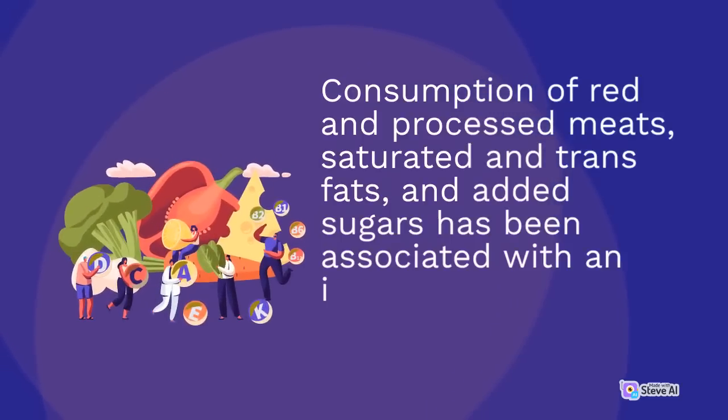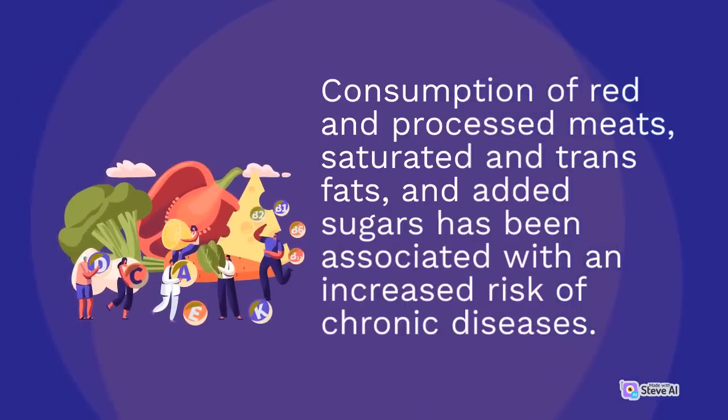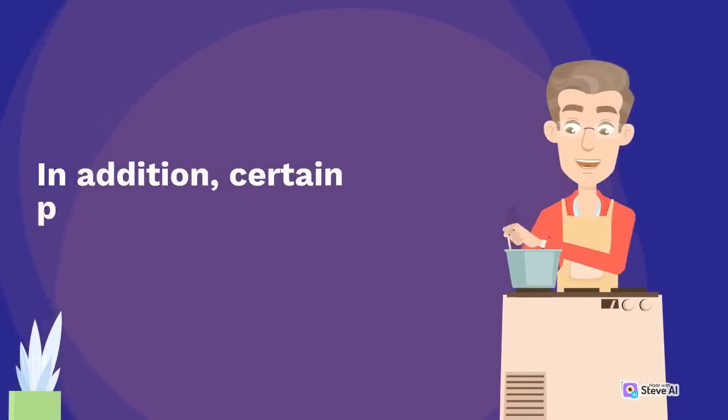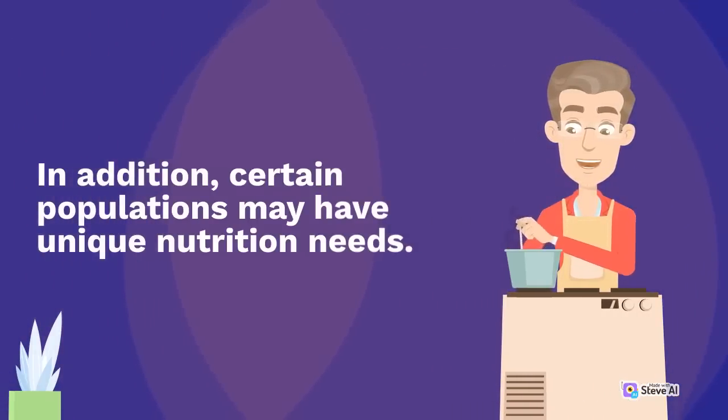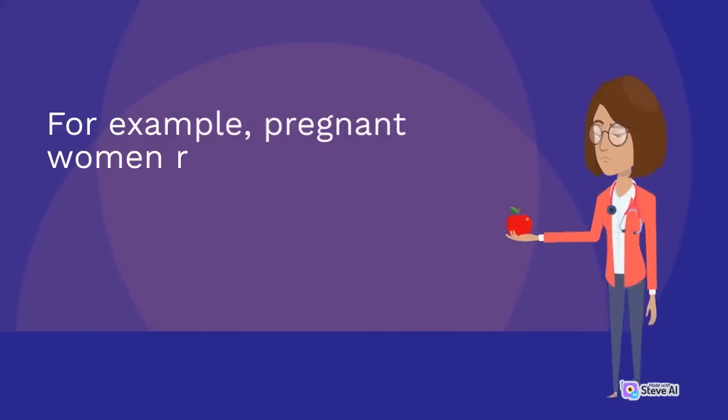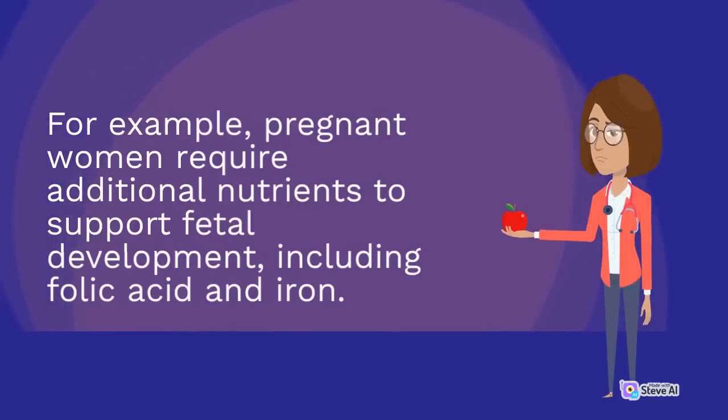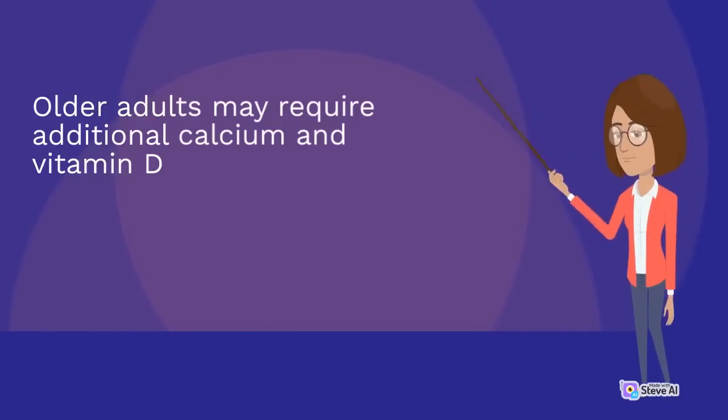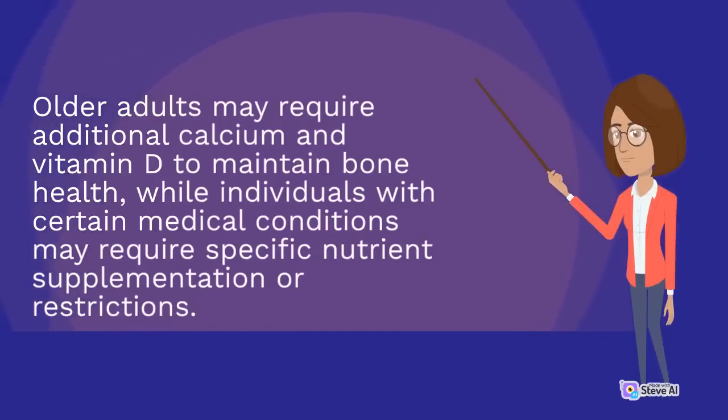Consumption of red and processed meats, saturated and trans fats, and added sugars has been associated with an increased risk of chronic diseases. In addition, certain populations may have unique nutrition needs. For example, pregnant women require additional nutrients to support fetal development, including folic acid and iron. Older adults may require additional calcium and vitamin D to maintain bone health, while individuals with certain medical conditions may require specific nutrient supplementation or restrictions.